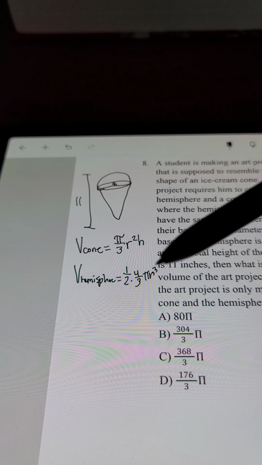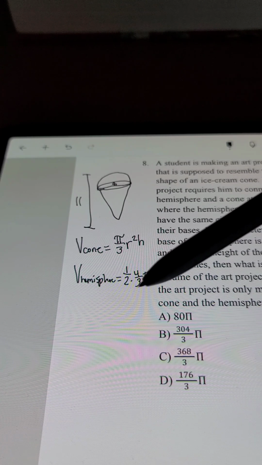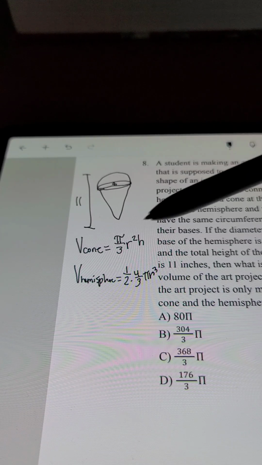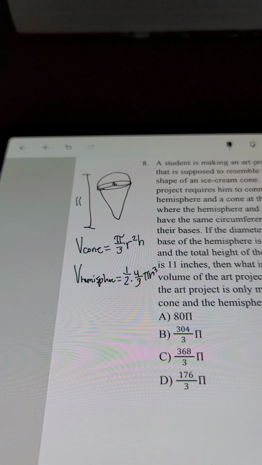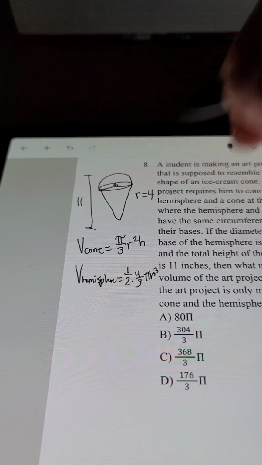Now, volume of a hemisphere is just half of a sphere. So I just take the volume of a sphere formula, this right here, and multiply by a half to get the volume of the hemisphere. So let's try to figure out, because we can figure out easily what the radius is for each of these, because it's the same, they're connected right there, they're sharing that base. So the radius, if the diameter is 8, the radius is half of that. So the radius has to be 4.